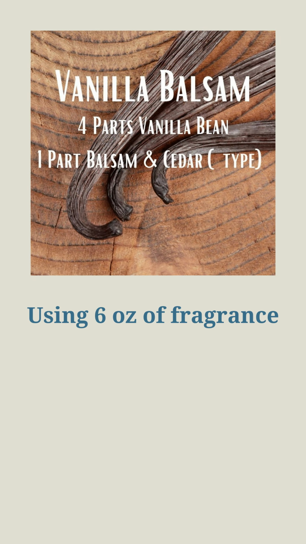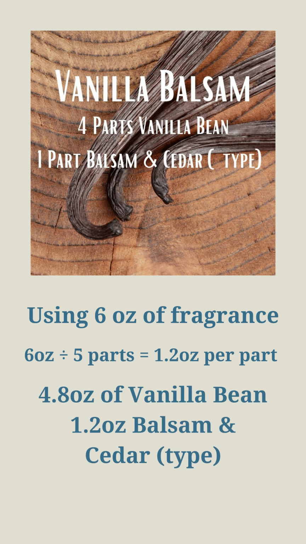Now the last example is one that tends to get people a lot just because it's a little bit different. But for this vanilla balsam, we need 4 parts vanilla bean and 1 part of the balsam and cedar. For this example, we need a total of 6 ounces of fragrance for our project. So we're going to divide 6 ounces by 5 parts, which equals 1.2 ounces per part. So then for this recipe, you would use 4.8 ounces of vanilla bean and 1.2 ounces of balsam and cedar.